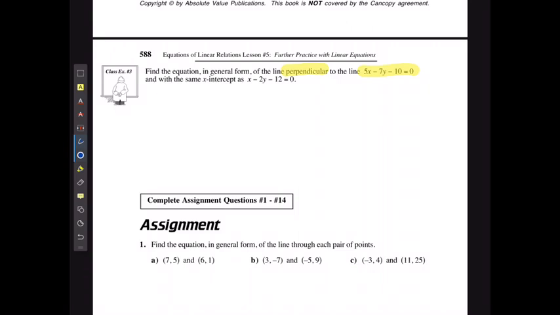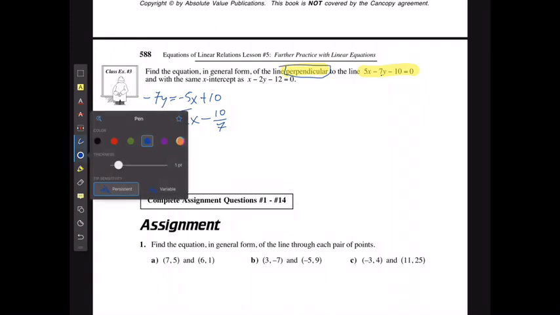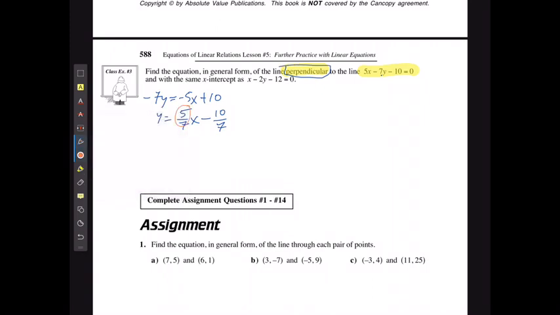So I'm going to start by isolating y and saying that negative 7y is equal to negative 5x plus 10, and divide everything by negative 7. y is equal to positive 5 over 7x minus 10 over 7. Because it's saying that it needs to be perpendicular, the only part of this that matters is the slope. So the slope I want to use is going to be equal to negative 7 over 5, because I'm taking that perpendicular slope.